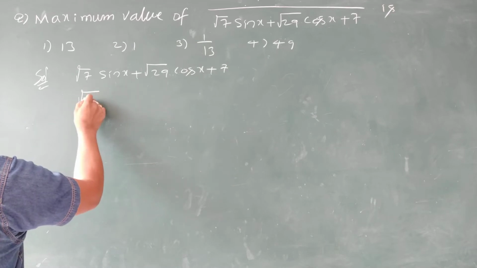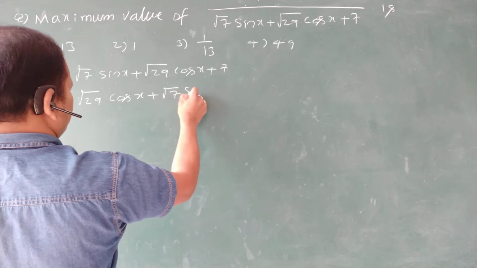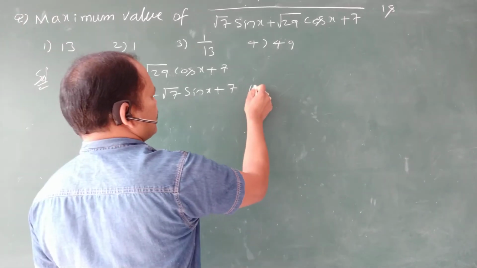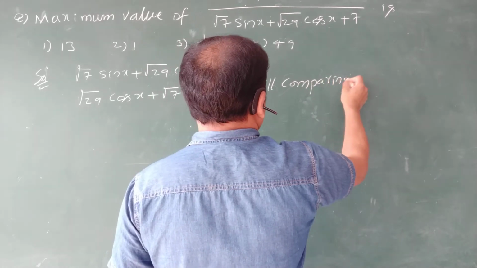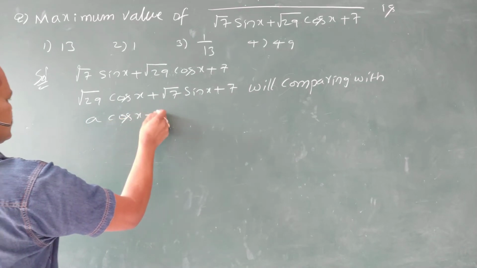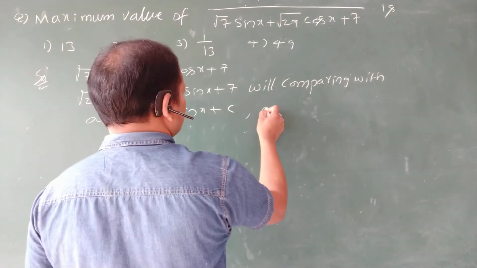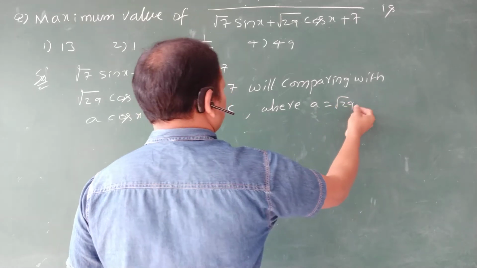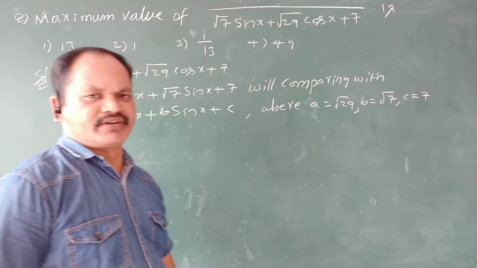Rearrange this expression: root 29 cos x plus root 7 sin x plus 7. Comparing with a cos x plus b sin x plus c, where a is equal to root 29, b is equal to root 7, and c is equal to 7.